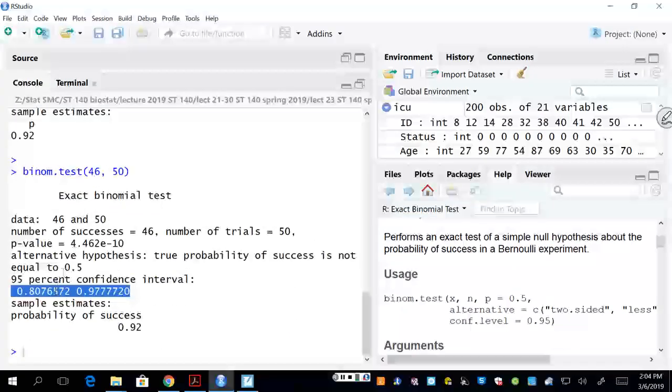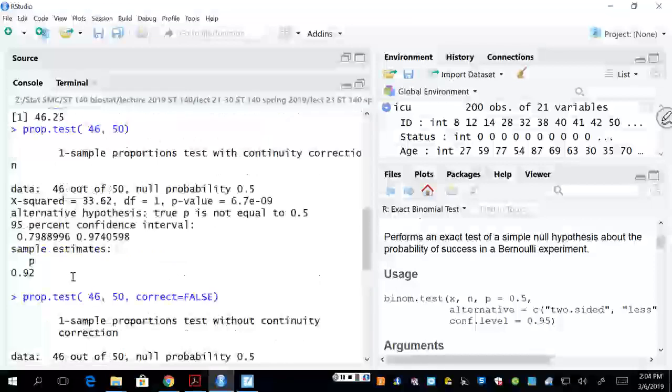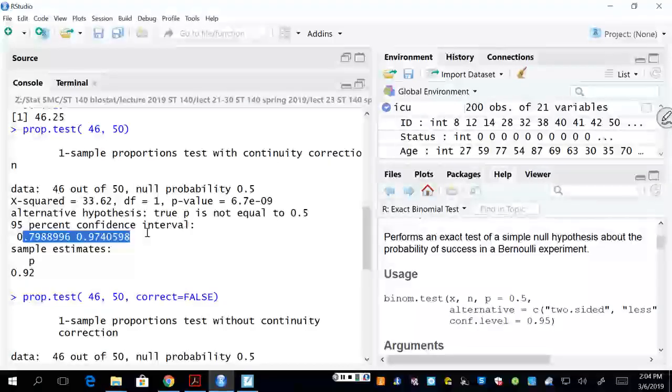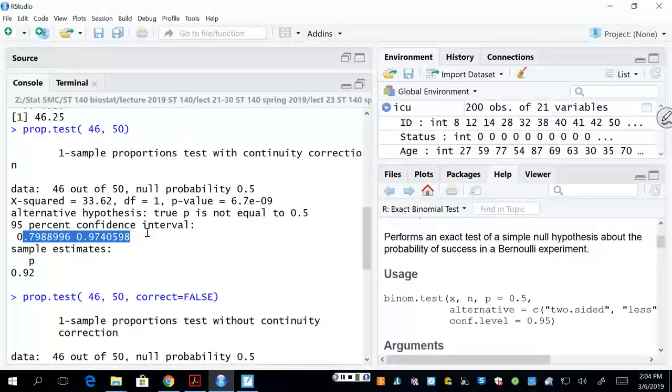But actually 0.8 to 0.98 is pretty close to this one with this correction. So they're pretty consistent with one another, even though they're slightly different formulas. But they're all doing the same thing. They're trying to tell you where the population proportion is, so that you can make a confidence statement that I'm 95% confident that it's in an interval. And these slight variations of methods use slightly different numbers, but they're really trying to go at the same goal.